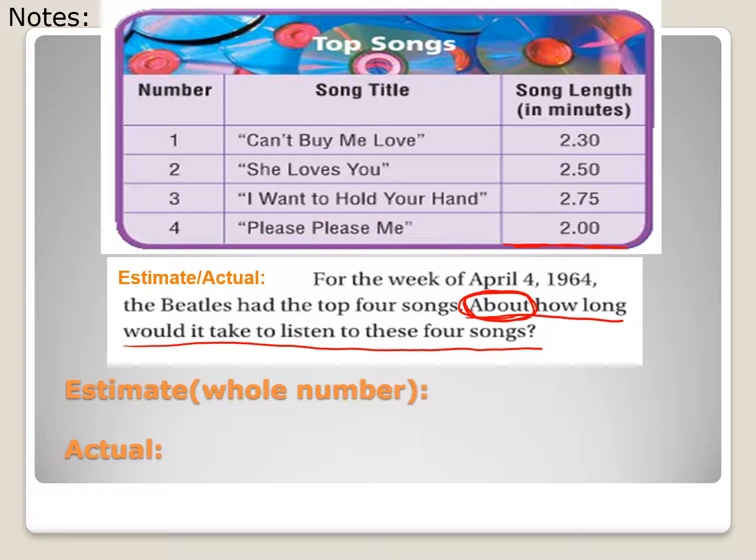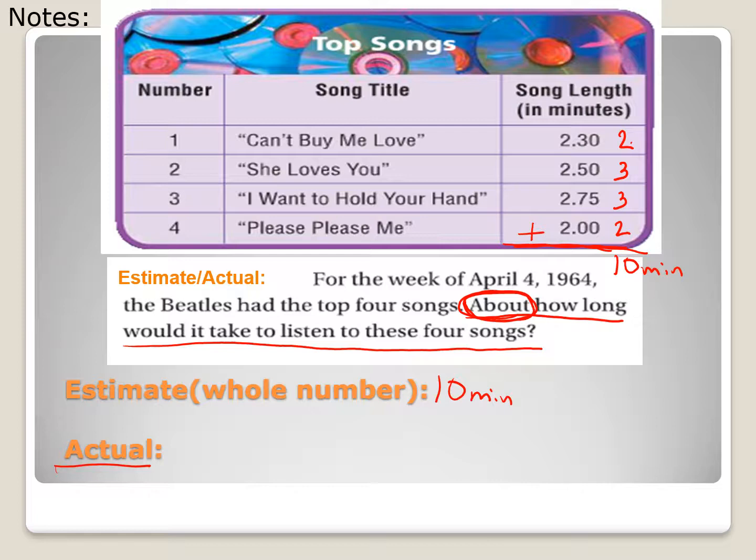So 2 and 3/10 is closer to 2 than it is to 3. 2 and 5/10 is closer to 3. 2 and 75/100 is closer to 3. And 2 is already estimated to 2. If I put all these numbers together, 2 plus 2 is 4. 3 plus 3 is 6. 4 plus 6 gives me an estimated time of 10 minutes. Now I need to find an exact or an actual answer.